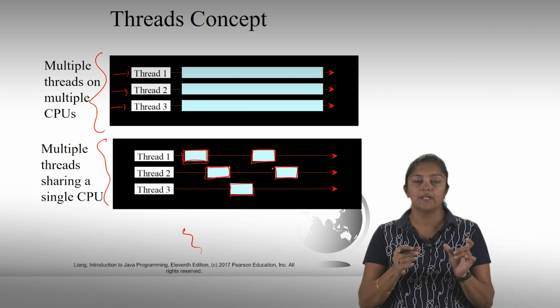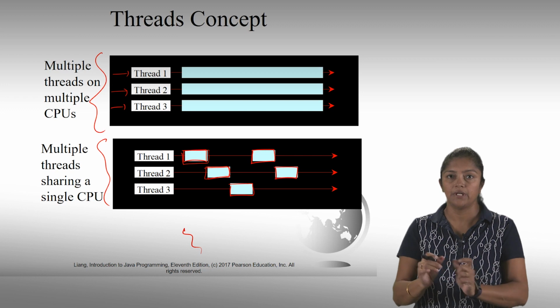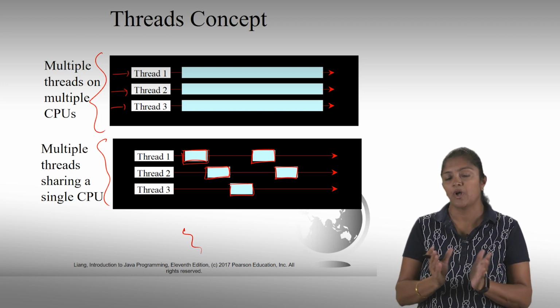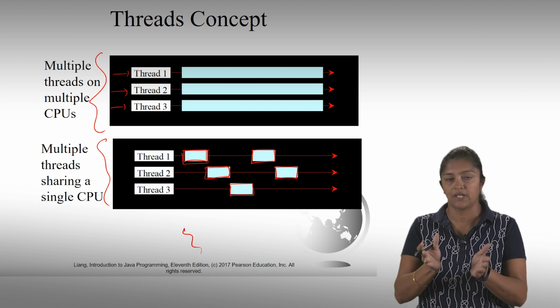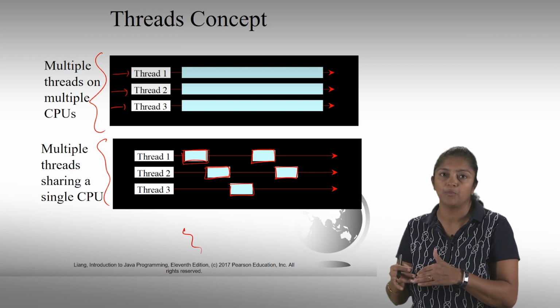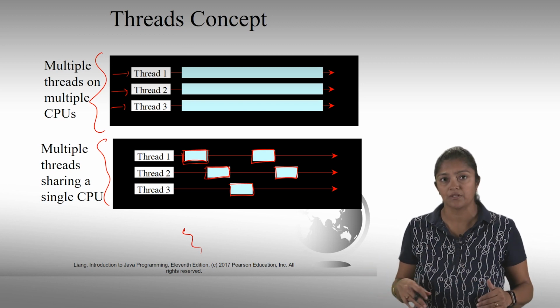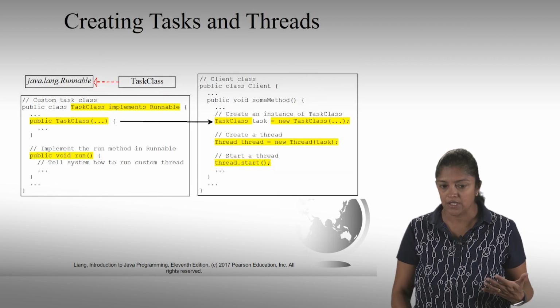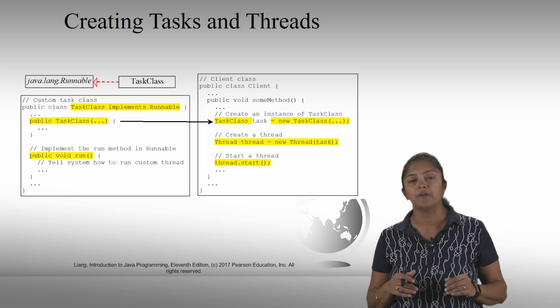So basically there is a certain time that's provided to each thread, and however much processing can be done within that time is done, and then the CPU moves on to the next thread and the next thread and so on. So that's the basic concept of threads.